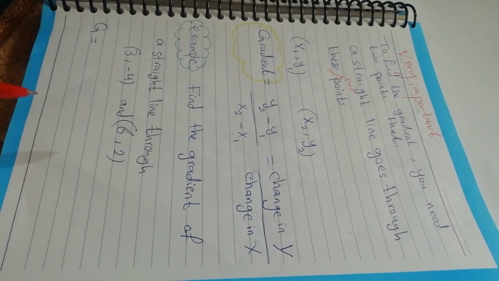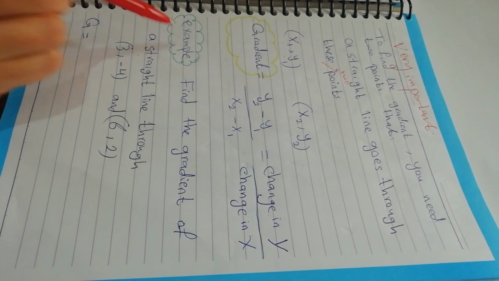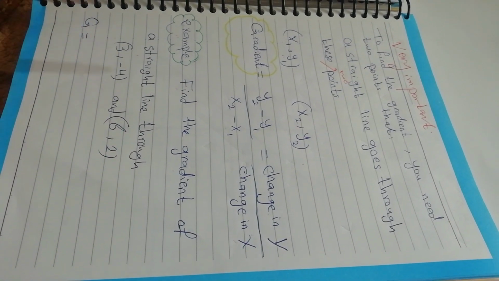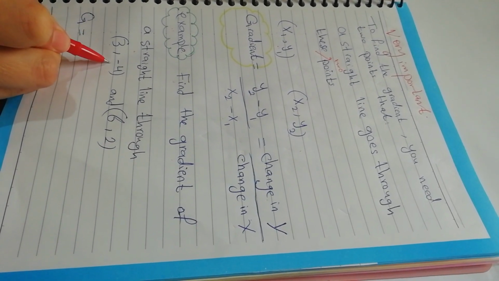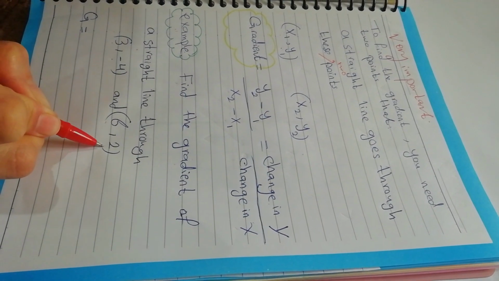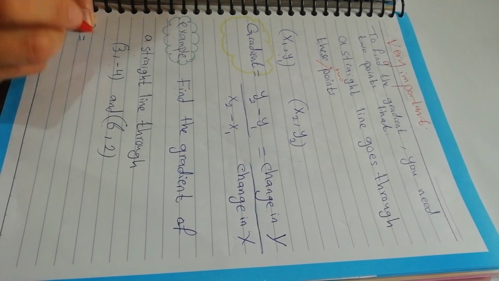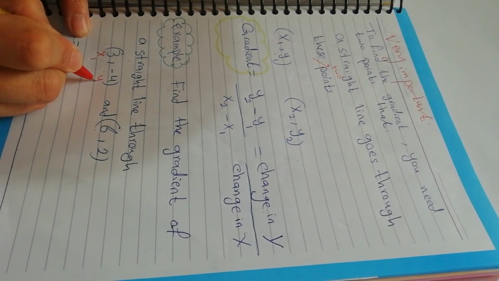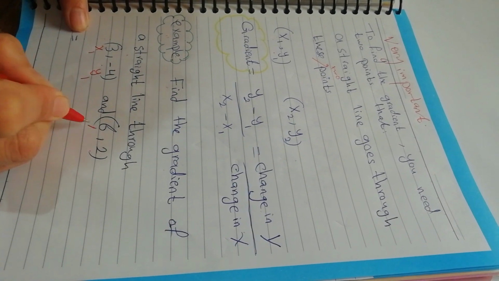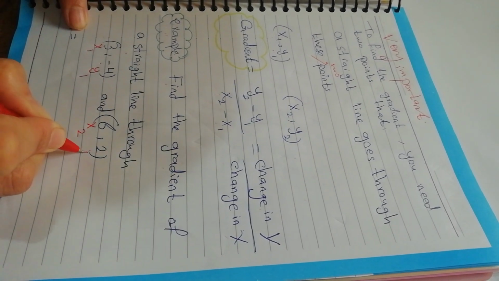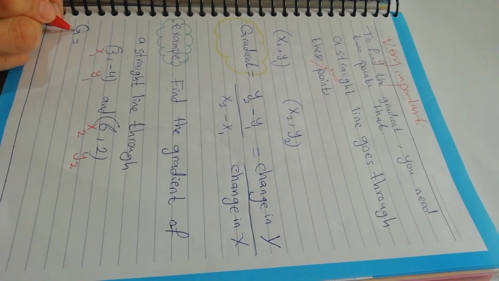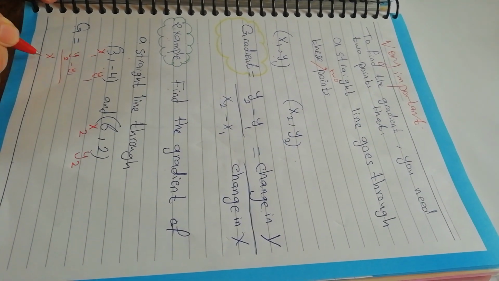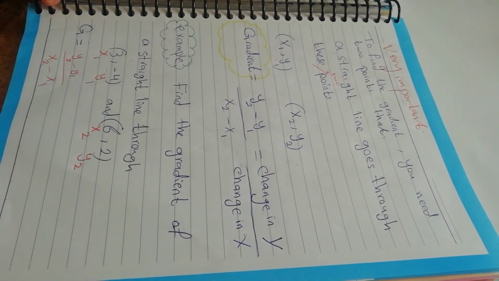Now let's take an example about the gradient. Example: find the gradient of a straight line through these 2 points given. 3, -4. The second point is 6 and 2. Now look, you have to do that. 3 is x1, -4 is y1, 6 is x2, and 2 is y2. Write the rule: the gradient is y2 minus y1 over x2 minus x1.